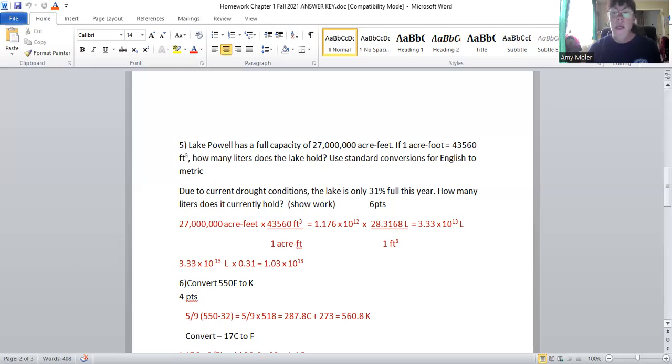But it does say that with current drought conditions, the lake is only 31% full. So you are multiplying by 0.31, or you could multiply it by 31 over 100, same difference mathematically. And that will give you 1.03 times 10 to the 13th.